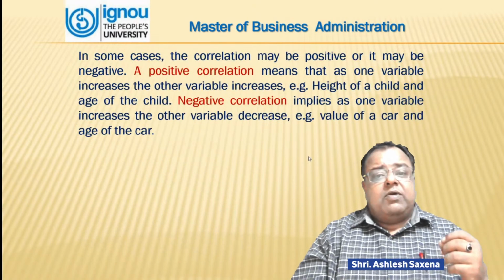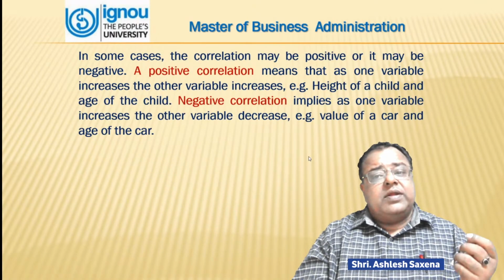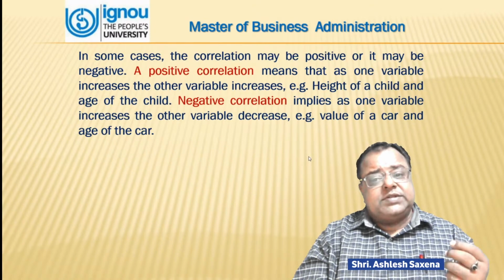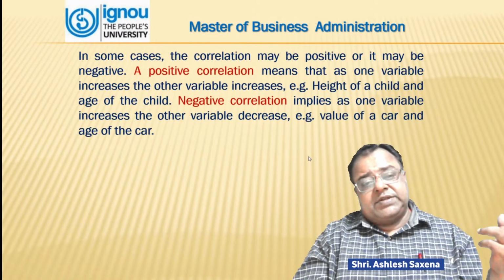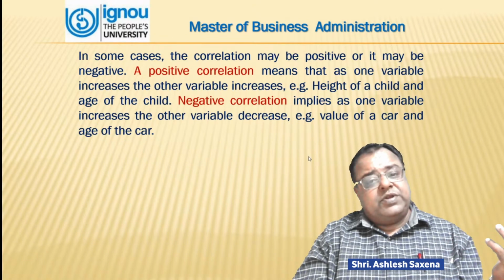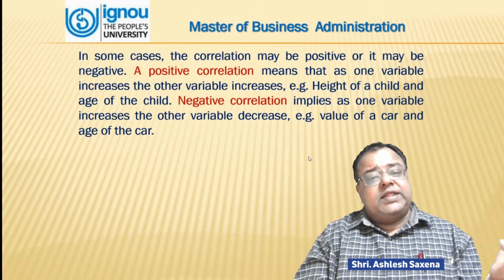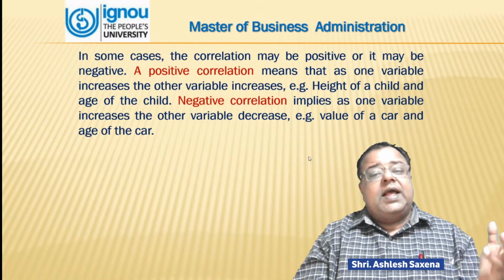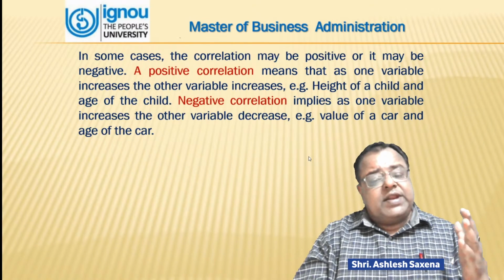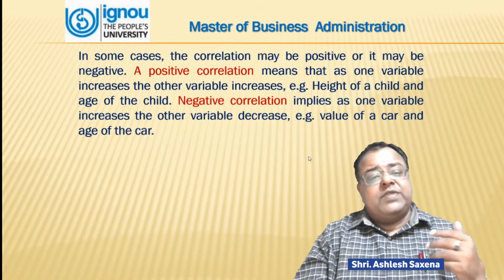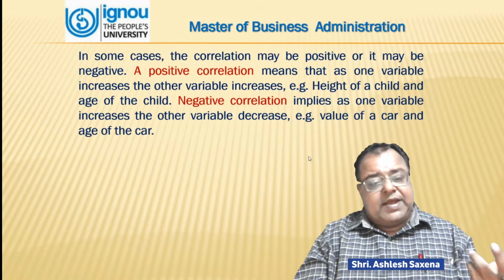In some cases, a correlation will be positive or it may be negative. A positive correlation means that as one variable increases, the other variable also increases. That is, height of a child and the age of the child. They have a positive relation. On the other hand, negative relation implies that as one variable increases, the other variable decreases. For example, value of the car and age of the car. The depreciation is there.